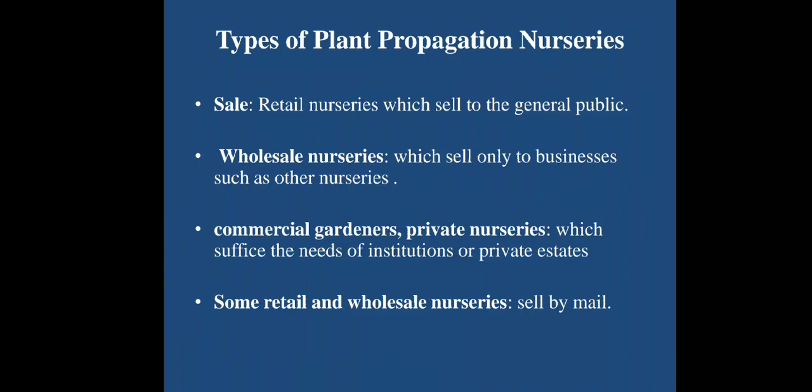Types of plant propagation nurseries. Here there are 4 types. One is sale nursery, wholesale nurseries, commercial gardeners, private nurseries. Fourth one, some retail and wholesale nurseries.